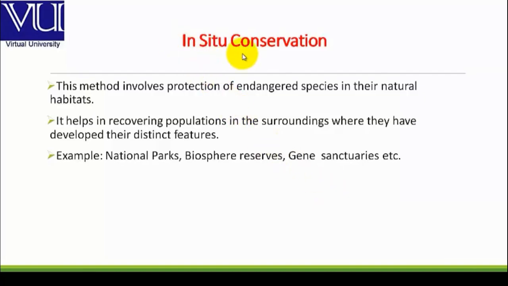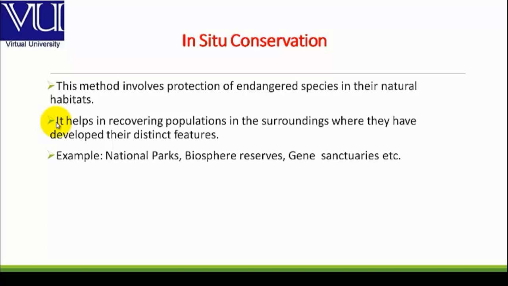In situ conservation, as its name indicates, is in-site conservation, or we can say on-site conservation. In this type of conservation, we provide protection to animal or plant species inside their natural habitat. This method involves protection of endangered species in their natural habitat. It helps in recovering population in the surrounding where they have developed their distinct feature. This is achieved by protecting this area from human interference.